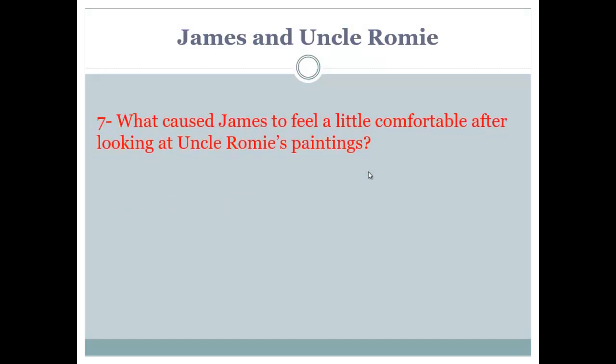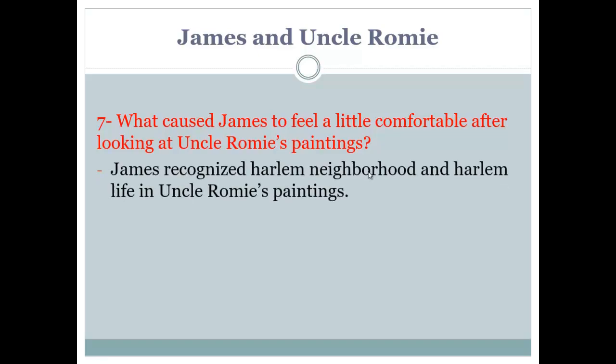But James had the chance to look at some of his uncle's paintings. That's when he felt a little bit comfortable. So, what caused James to feel a little bit comfortable after looking at Uncle Romy's paintings? He recognized the Harlem neighborhood and Harlem life in the paintings. So, when James saw the paintings of Uncle Romy, he recognized that Uncle Romy's paintings are about Harlem and Harlem life that he likes the best.